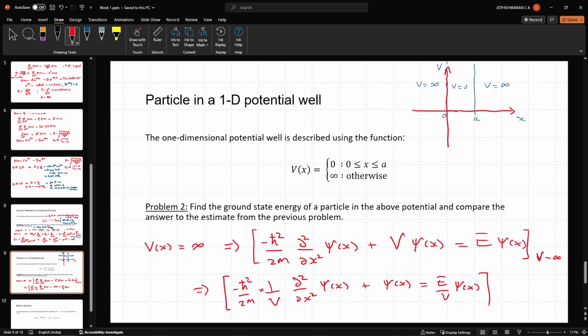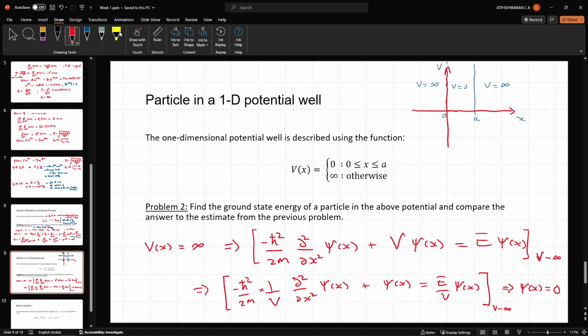So in the limit V tending to infinity, what happens is psi of x equal to 0 is the only acceptable solution, because this term will vanish, so will this term as V tends to infinity. So what we will have is psi of x on the left hand side, and on the right hand side there will be nothing. So this implies psi of x is equal to 0.